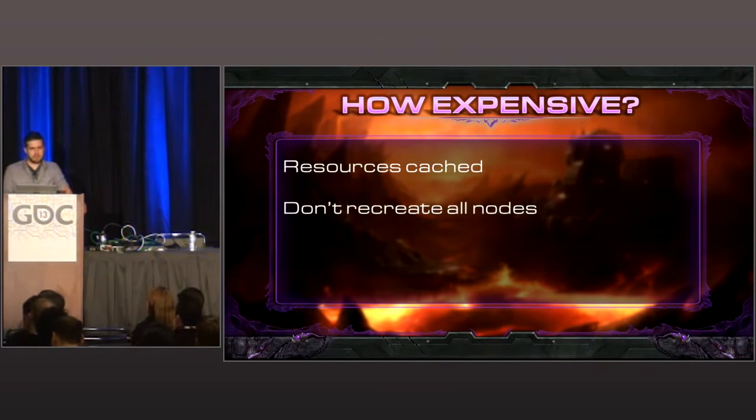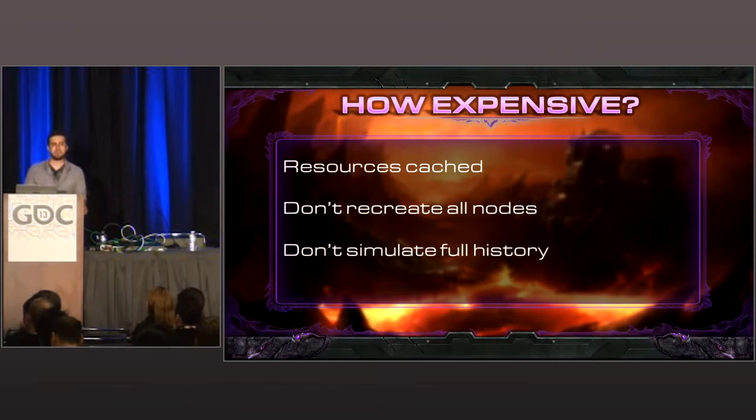We also don't have to recreate every single node in the cutscene. There's all sorts of nodes in the cutscene that, as you're scrubbing around, they don't actually change, right? Things like a bookmark node, or a folder node, or even a sound node. Sounds don't play back when you're scrubbing, so there's no reason to do any work there.